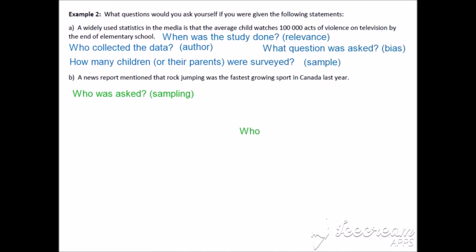Who conducted the survey? Right, so this is author. So was the survey conducted by the individuals who own the rock climbing company maybe? Okay, and then you could get other things for this, so just fill it in as you see appropriate.